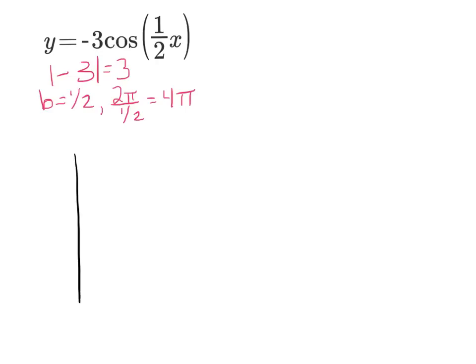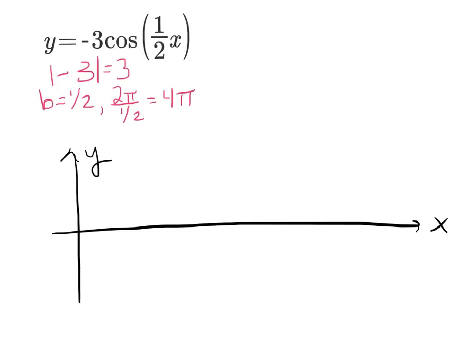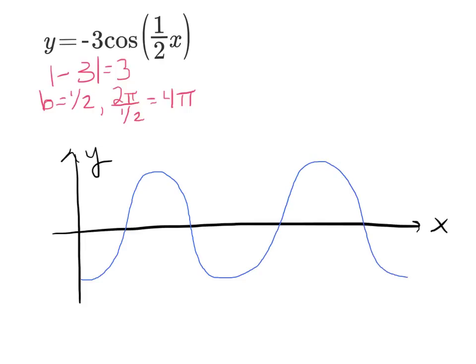So here we go. Draw our axes. And I'm going to draw 2 cycles of cosine, but reflected. So instead of starting up here, we're going to start down below the x-axis. So here's cosine. Here's 1 cycle. And here's 2 cycles. Okay. Labeling the y-axis, the amplitude is 3, so that goes up to 3 down to -3.